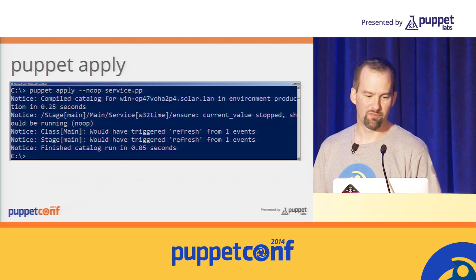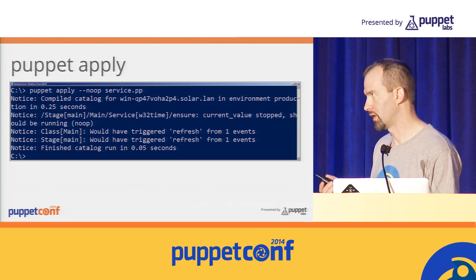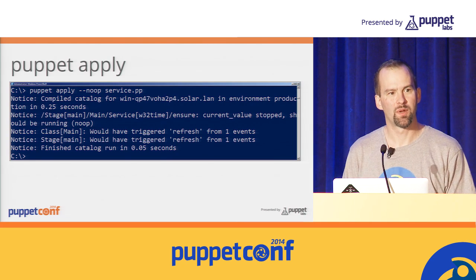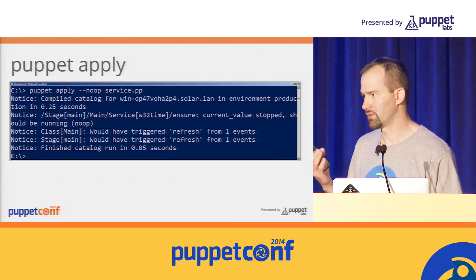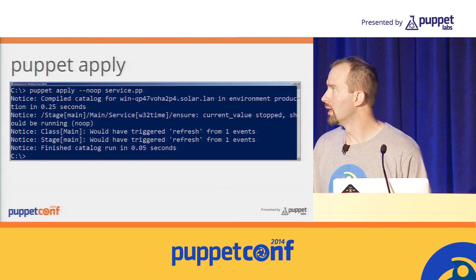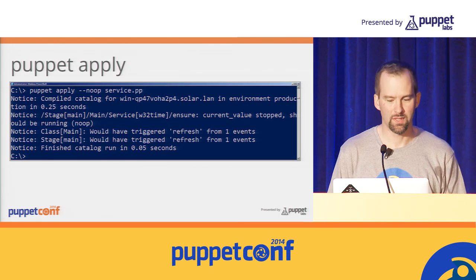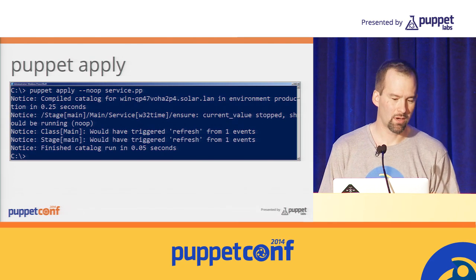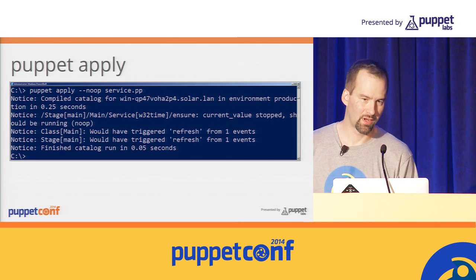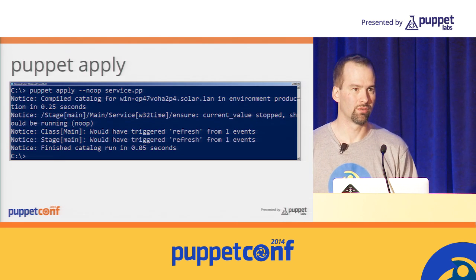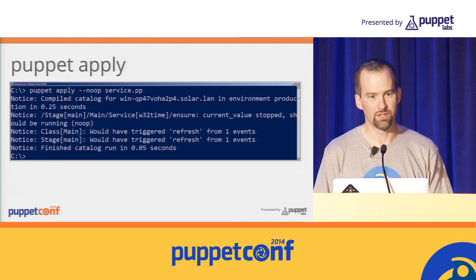So in this example, I have Puppet apply. I'll talk about no-op. Puppet apply service.pp. By default, Puppet manifests, which are text files that contain the declarative state of what you want, end in .pp. That's by convention. And here I'm running Puppet apply and specifying --no-op, and this is, tell me, Puppet, what would you do, but don't actually make any changes.